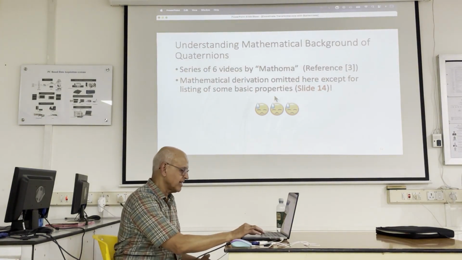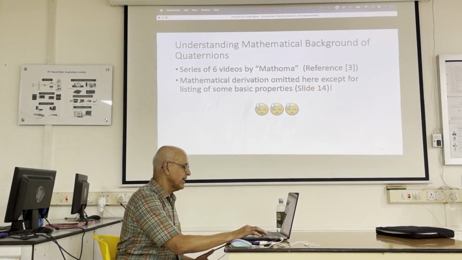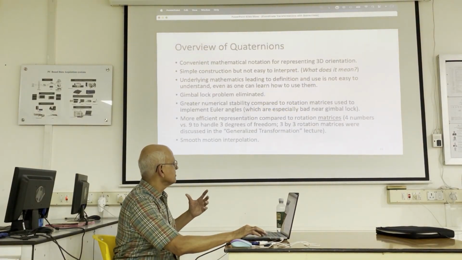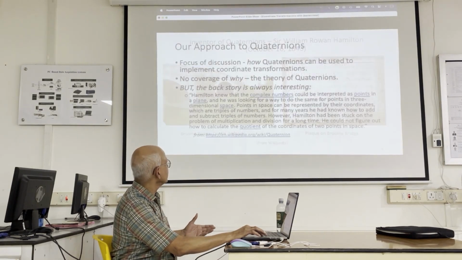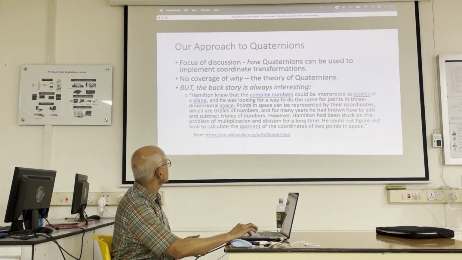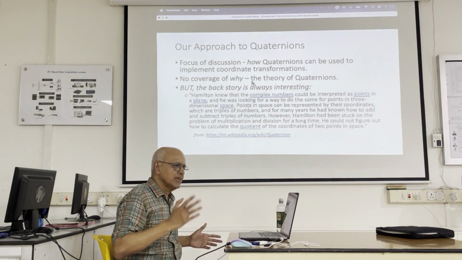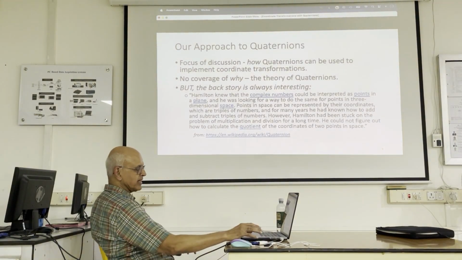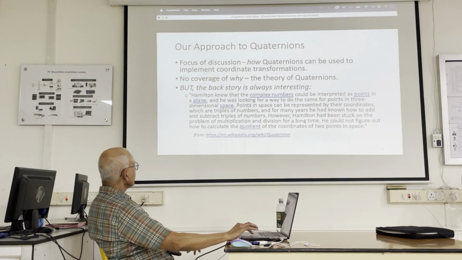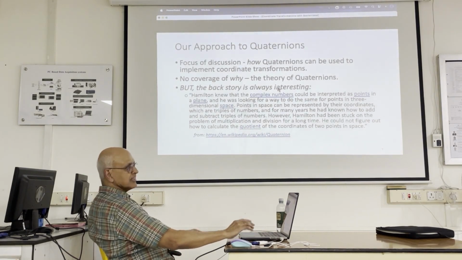It's quite complicated. So we're not going to worry about how they came up with this. We're going to worry about how we can use it. That's all we're interested in. So the focus of discussion is how quaternions can be used to implement coordinate transformations. No coverage of why. You can go read that on your own or watch those YouTube videos. That was 7 years ago. Maybe they have better YouTube videos now. But the backstory is a very interesting story.